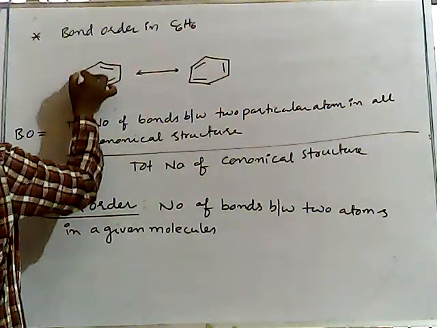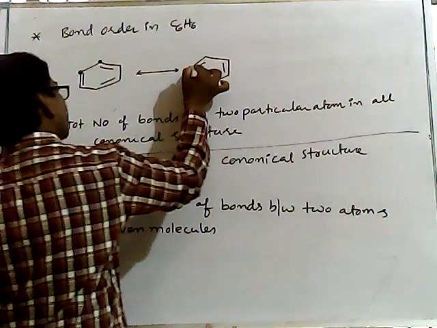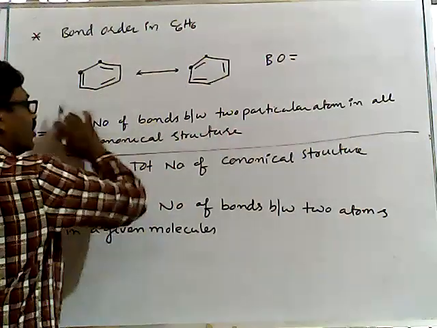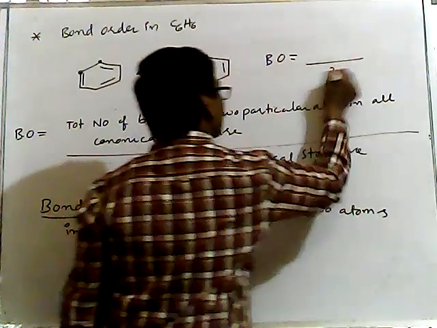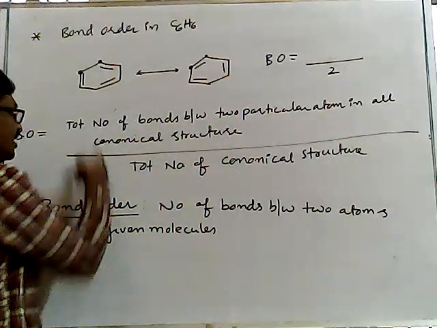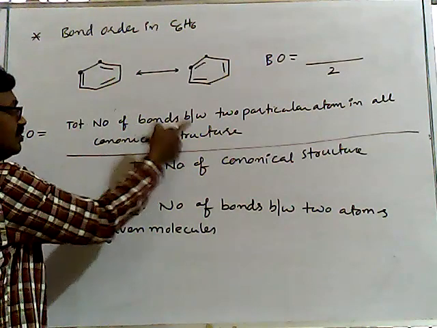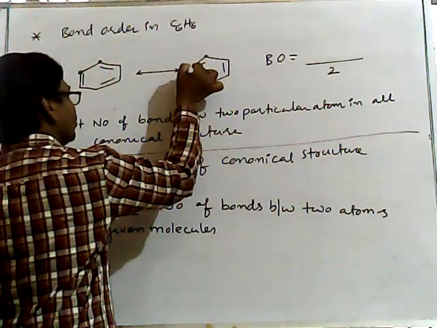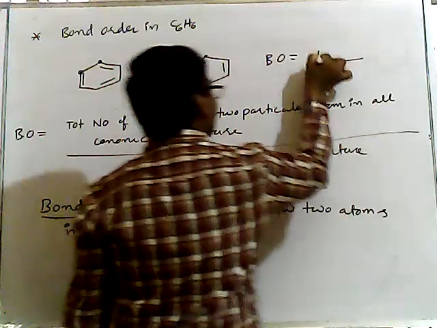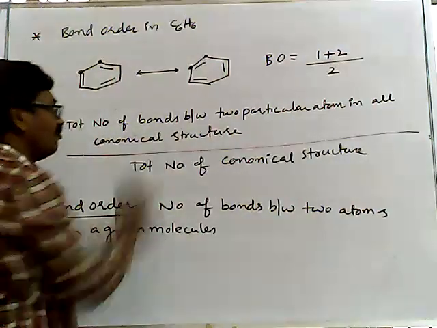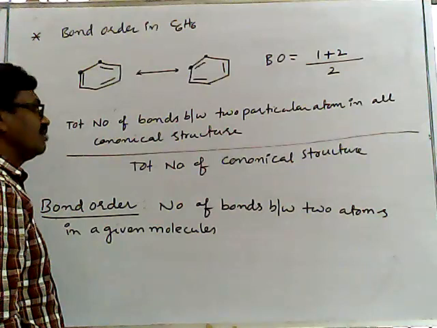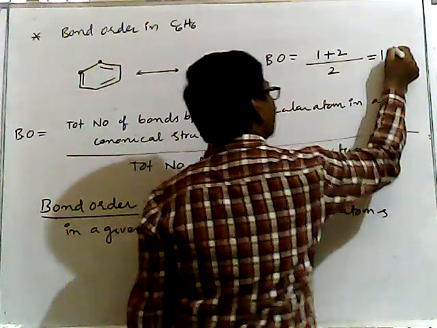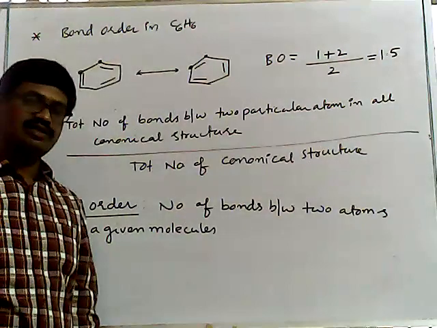For benzene, I am taking these two particular atoms, and in the other structure we should take the same two atoms. As per this formula, the number of canonical structures in the denominator is 2 only. In the numerator, we write the total number of bonds between the two particular atoms: in one resonance form there is one bond between these two carbon atoms, and in the other resonance form there are two bonds. So it is 1 plus 2, the sum of the number of bonds in all canonical structures, divided by the total number of canonical structures. So it is 3 by 2, otherwise 1.5. 1.5 is the bond order for benzene.